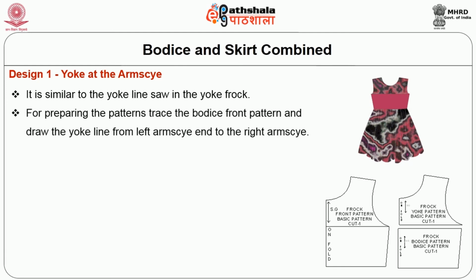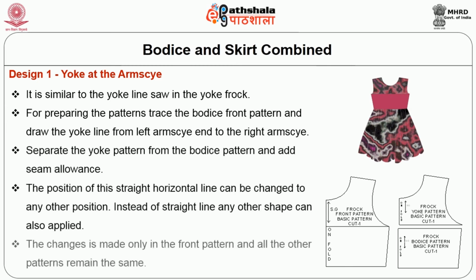For preparing the patterns, you will have to trace the front pattern of the A-line frock. I am repeatedly using the same A-line frock pattern because you will be familiar with it and it is also easier for you to follow. Draw the yoke line from the left armscye end to the right armscye. Separate the yoke pattern from the body's front pattern and add seam allowance at the yoke line.